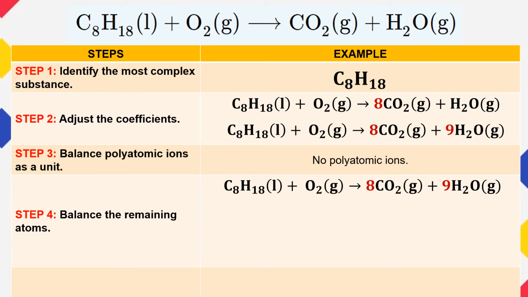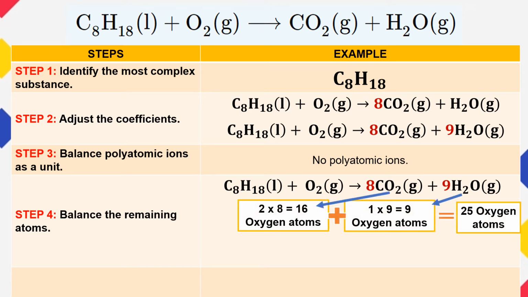So why 25 oxygen atoms on the right side? We have to compute the total number of oxygen atoms. From CO2, we have 2 times 8 equals 16 oxygen atoms. For H2O, we have 1 times 9 equals 9. And the total, 16 plus 9, equals 25 oxygen atoms. But only 2 oxygen atoms on the left.